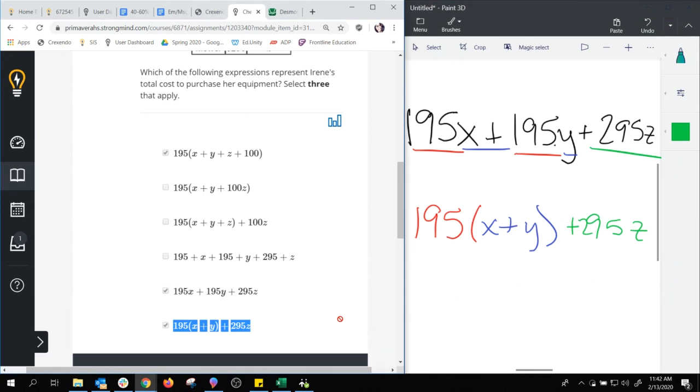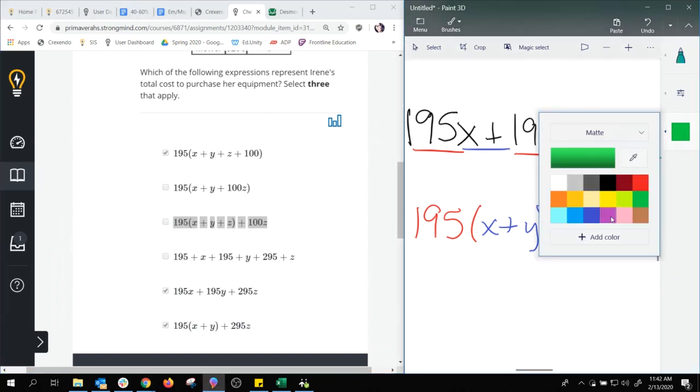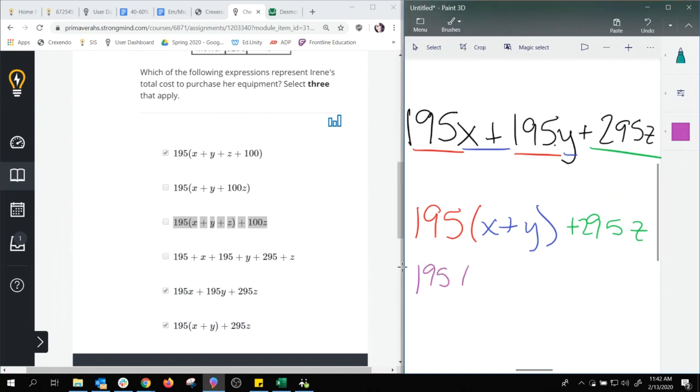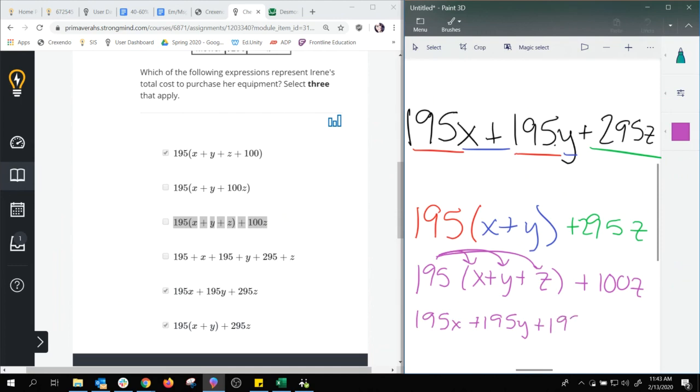Now there's one other one, and the one other one is probably the most trickiest to catch. And the other one that works is this one right here. And I'll show you why that one works. So if I have 195 times x plus y plus z, and then this plus 100z at the end. If I distribute my 195 to everything, 195x plus 195y plus 195z plus 100z, these two terms right here, I can add together, right? Because they're like terms, they both have the same variable, which means this expression right here is the same as my starting expression.